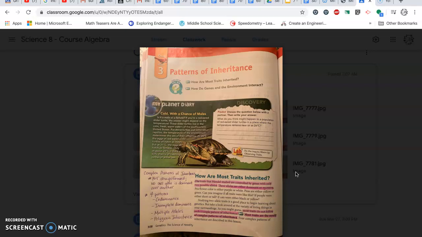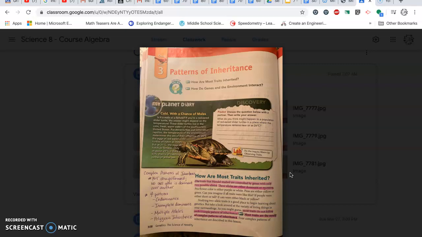It's more common for genes to follow these types of patterns of inheritance that we're going to talk about today than the Mendel ones that we talked about in the last section. All right, so what does this look like? Well, there's more than this, but the four complex patterns of inheritance that we're going to talk about are codominance, incomplete dominance, multiple alleles, and polygenic inheritance.